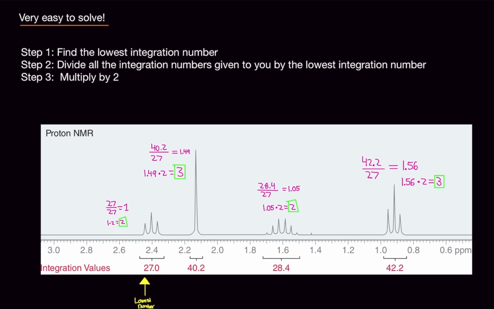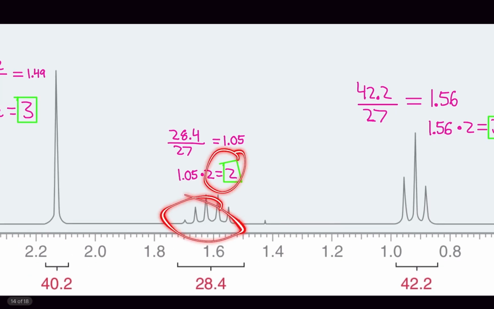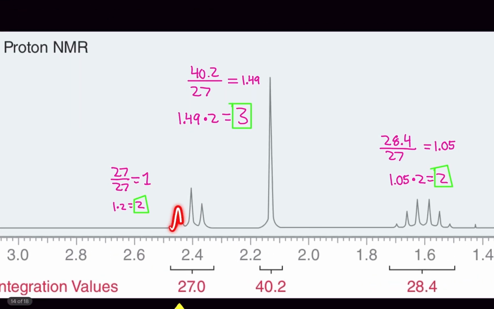Now, what are these numbers that I boxed in? These numbers are telling you how many hydrogens are actually physically there. So we have 2 hydrogens for this peak, 3 hydrogens here, 2 hydrogens for this peak, and 3 hydrogens for this peak. The number of peaks you see here does not tell you how many hydrogens there are. Do not be fooled. That's a completely different thing, which is going to be the next part.